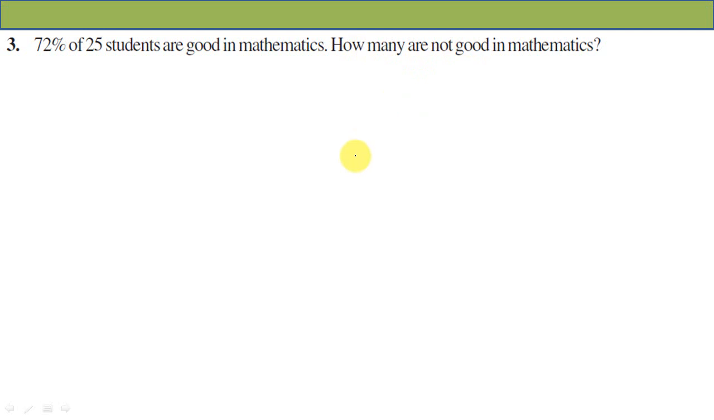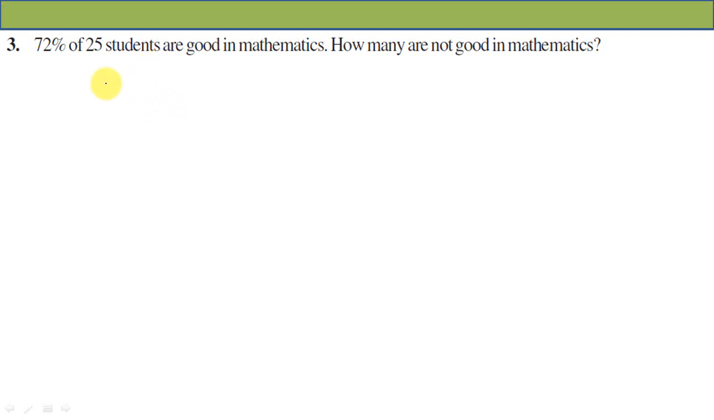तो कितने बच्चे मैथ्स में अच्छे नहीं हैं? If 72% of the students are good in mathematics, that means the percentage of students who are not good in mathematics will be what? Let's see.